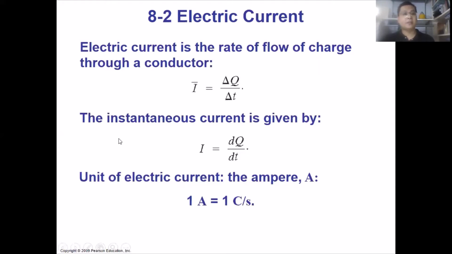Okay, so the instantaneous current is given by dQ over dt. It depends on the condition of the Q we measure. If we have Q discharged, we try to measure the time. So the unit of electric current is the ampere: 1 ampere equals 1 coulomb per 1 second. Okay, as I mentioned before, consider 1 ampere equal to 1 coulomb per second.